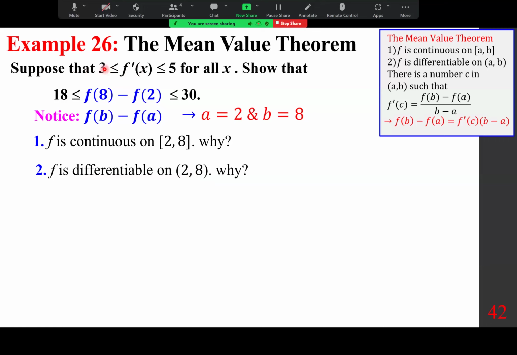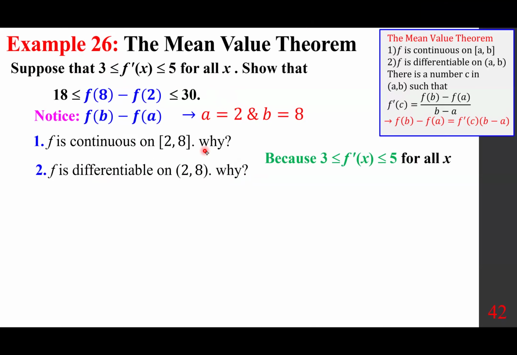Suppose that f prime of x is between 3 and 5 for all x. This statement is given. That means the function is always differentiable. So if it's always differentiable, it's differentiable in this interval, and it makes it continuous as well. Differentiability means continuity as well. Sometimes the function may be continuous, but not differentiable, for example, if you have a sharp corner, okay? Therefore, the mean value theorem applies.